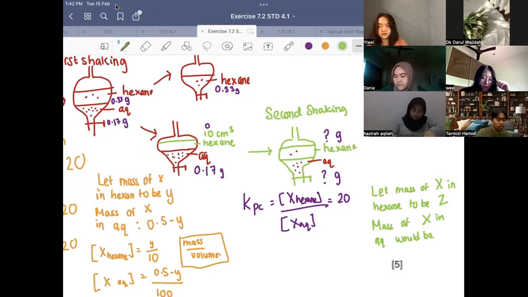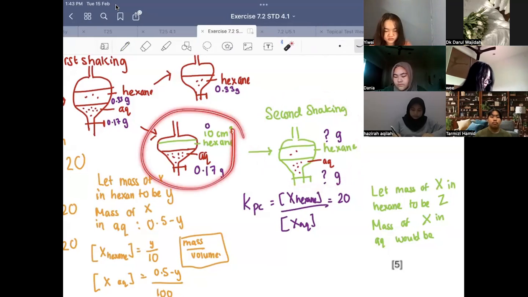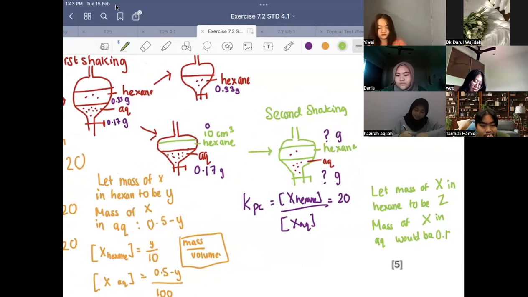What is the mass of X in aqueous? 0.5 minus Z. Okay. What's our starting mass for the second shaking? What did we start with? 0.17. 0.17 minus Z. Yes, correct. Okay, thank you. 0.17 minus Z. So you have to be careful there, yeah?